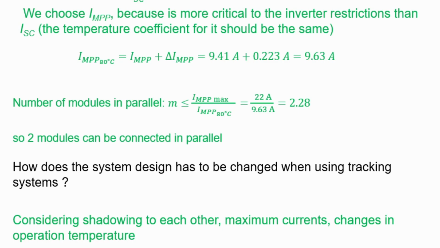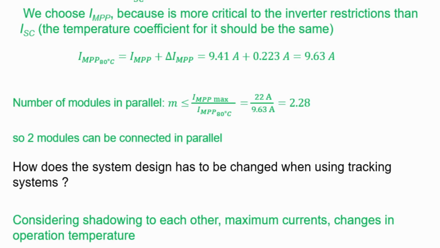So if we go up here, you see here in absolute terms the current at standard test conditions of one module, and then we have the relative increase of 0.02365. Then we have an additional current of 0.223 amps. So it's not really a lot, but let's see whether it makes some difference.